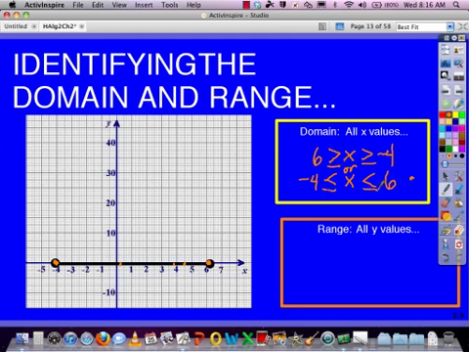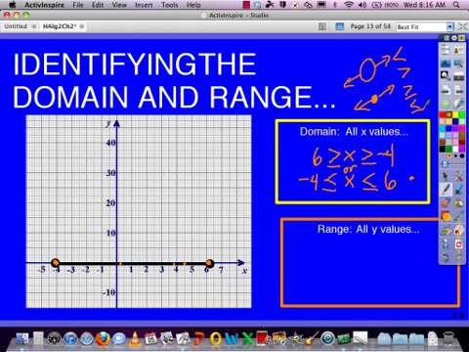When do we use an open circle? An open circle would be in a less than or greater than situation to the left or to the right, and then a closed dot is a greater than or equal to, or less than or equal to situation.